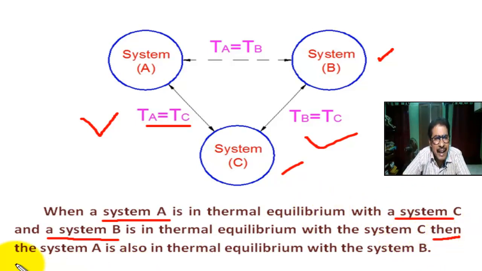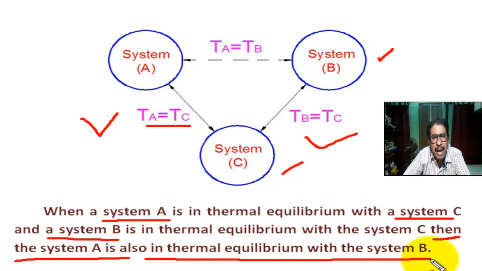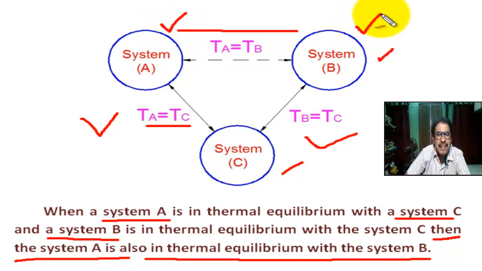Then system A is also in thermal equilibrium with system B. Then system A and system B are in thermal equilibrium. It is not necessary to transfer heat between them. They are in thermal equilibrium, TA equal to TB. Okay.